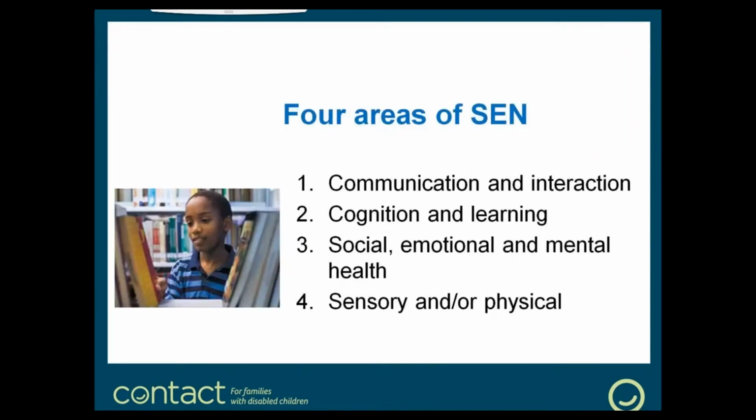Okay, so the four areas of special educational needs, or SEN as we know it, are communication and interaction, cognition and learning, social, emotional and mental health, sensory and or physical. These would be the areas that you would be looking at for your child to be requiring some additional support or potentially an education healthcare plan.